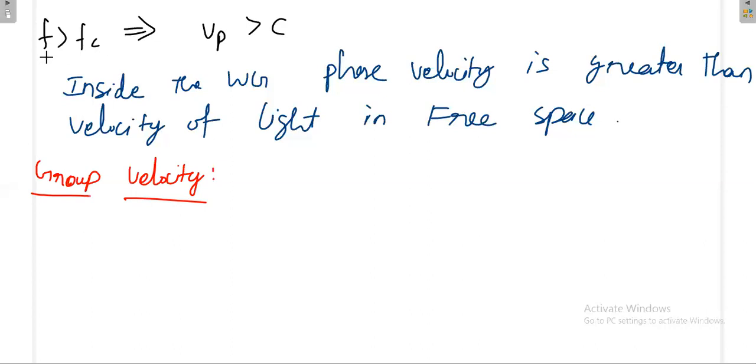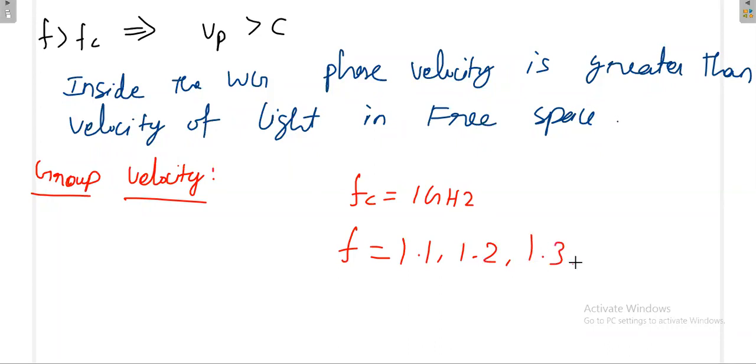See, I am mentioning f is greater than fc. I do not know how much frequency I am having. For example, if my fc is 1 gigahertz, then my frequency can be 1.1 gigahertz or 1.2 gigahertz or 1.3 gigahertz, and so on. I may have a lot of frequencies. So the group of frequencies only will carry energy from one place to another.